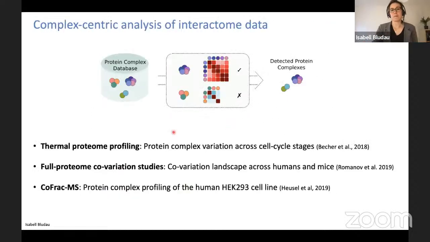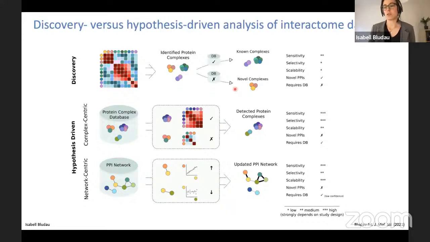So now I've shown you these two strategies, and I want to give you a bit more perspective on the limitations and the benefits of the discovery and the hypothesis-driven analysis approach in interactomics. On one side, we have the discovery approach, which has the huge benefit that we can actually determine novel protein interactions, and we don't require any prior knowledge in the form of a complex database. But it comes with the downside that you might lose sensitivity and selectivity to detect protein complexes because of the large number of proteins that you look at.